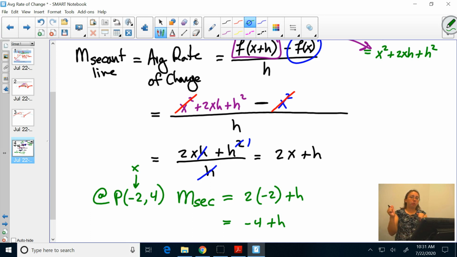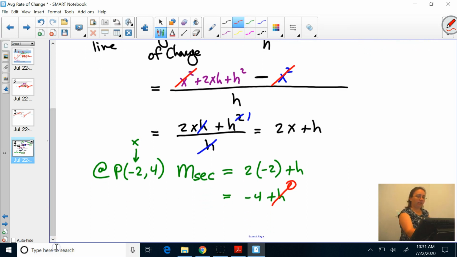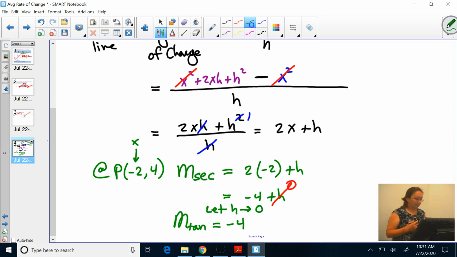However, remember, Q is approaching P. It's trying to get closer and closer and closer. As Q gets closer to P, the distance between their x values is going to go to 0. So if h goes to 0, then we have taken Q all the way as close as we can to P. That means we're at the slope of the tangent line now. So the slope of the tangent line is when we let h go to 0, we let h approach 0, we find the slope of the tangent line is -4.